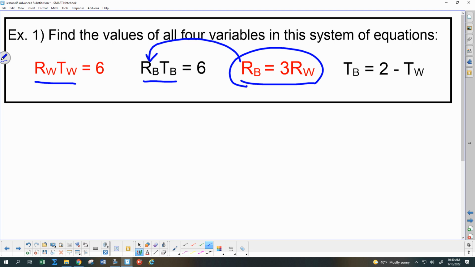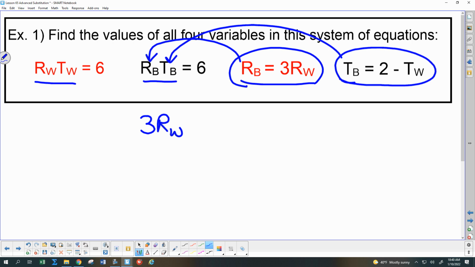That means I'm going to have 3RW and then times the TB. And you know what? I've also got TB equals, so I'm going to put that right in here into this one also. So I'm going to have the 3RW for the RB, and then I'm going to have 2 minus TW for the TB. And anytime we have a plus or minus in something that we're multiplying by something else, we've got to remember to put the parentheses around it. And that equals 6.